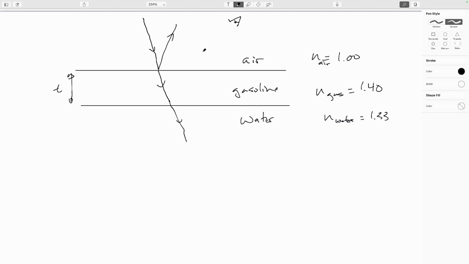Now, what I want to know is, if we say that the wavelength of light in air is 500 nanometers, what is the thinnest film, how thin can the film be, that would make the surface appear bright?